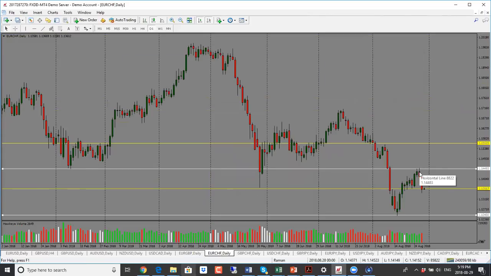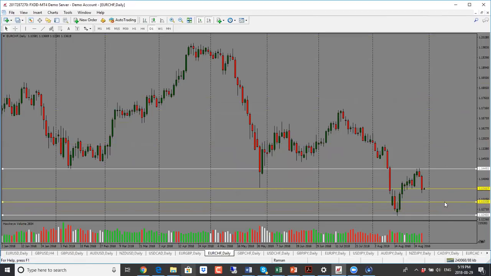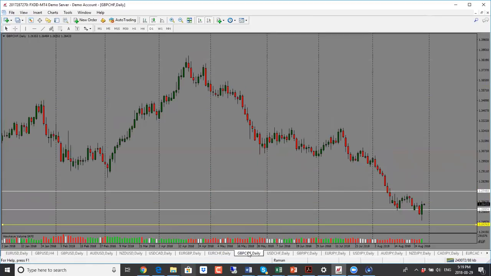Euro Swiss franc, yesterday we had a nice bearish engulfing candle close and we were looking for a drop into 1.3160. It came right into that level and did go lower. We have matching volume here as well to support the price action, so the bias is still to the downside. Next target would be 1.1300 to the downside. So bias is bearish for Euro Swiss franc.